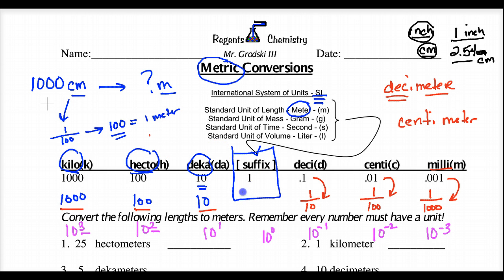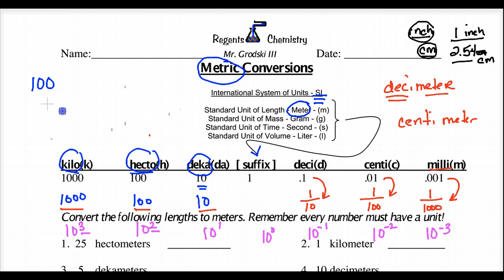Now the dollar would go here. Now we don't talk about dollars as kilo dollars, but you get the idea here. So this is how it works. So obviously if 100 centimeters is a meter, 1,000 is going to be 10 meters. Now if you don't see that, I'm going to show you how we do it.